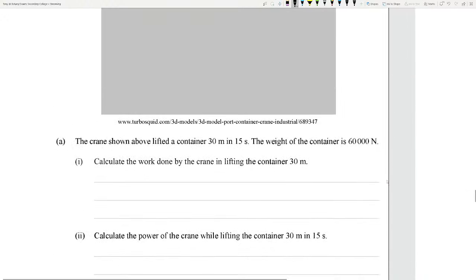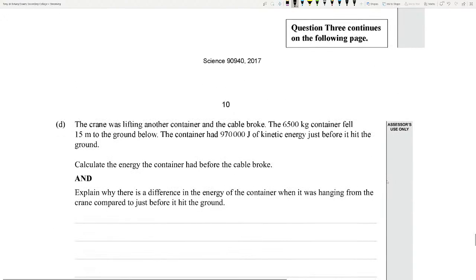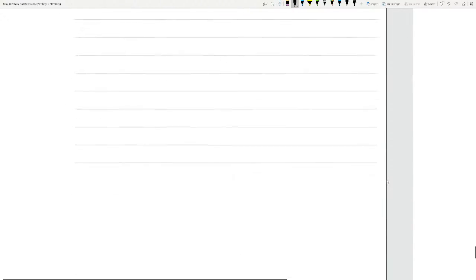Nope, this is pressure. This is work. I'm not seeing it. Maybe this exam paper doesn't have it.